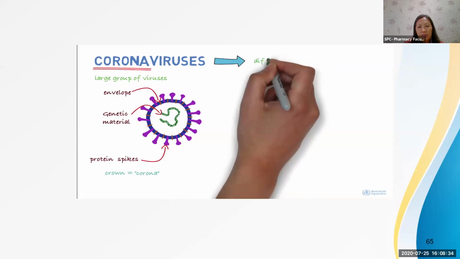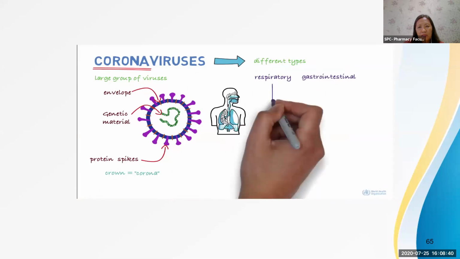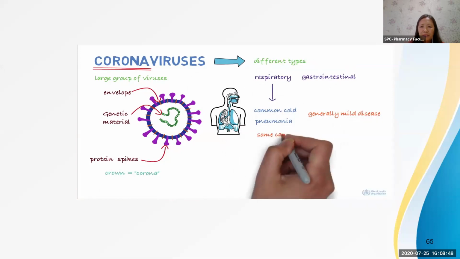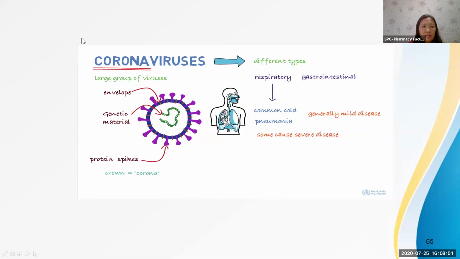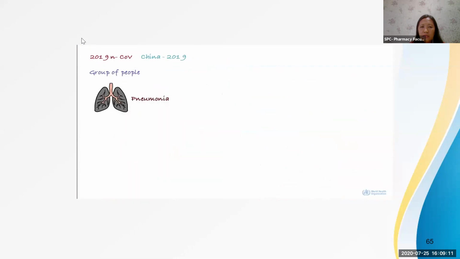There are different types of coronaviruses that cause respiratory and sometimes gastrointestinal symptoms. Respiratory disease can range from the common cold to pneumonia, and in most people, the symptoms tend to be mild. However, there are some types of coronaviruses that can cause severe disease. These include the severe acute respiratory syndrome coronavirus, first identified in China in 2003, and the Middle East respiratory syndrome coronavirus that was first identified in Saudi Arabia in 2012. The 2019 novel coronavirus was first identified in China. It initially occurred in a group of people with pneumonia who'd been associated with a seafood and live animal market in the city of Wuhan.